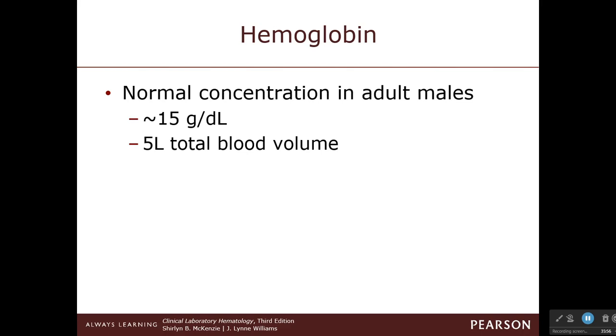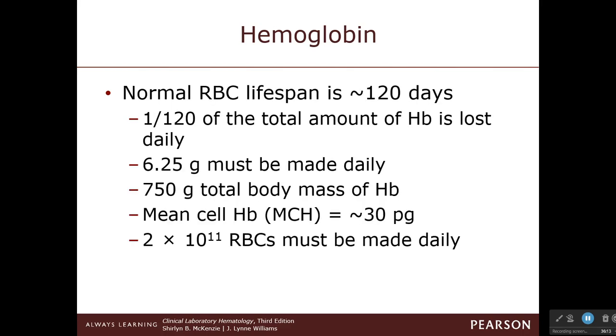So normal concentration in adult males is about 15 grams per deciliter. Females tend to be a little bit lower, about 13 grams. And that's assuming that they have 5 liters of total blood volume, which is what most males have.